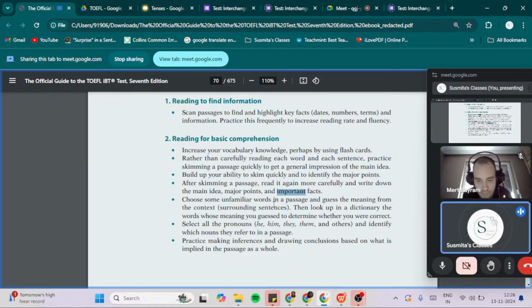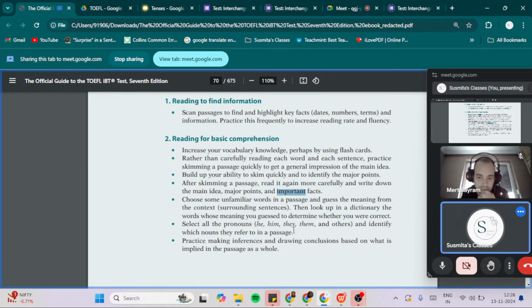Choose some unfamiliar words in the passage. Try to understand their meaning, what it might mean. You might not know the meaning, but try to gauge the meaning without using a dictionary first. Once you have understood it from the context, you know what it could mean, then you go to Google and check whether the meaning that you had gauged was correct or incorrect. That's something that you can do.